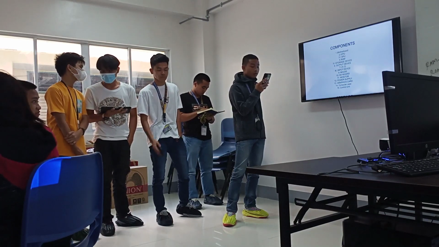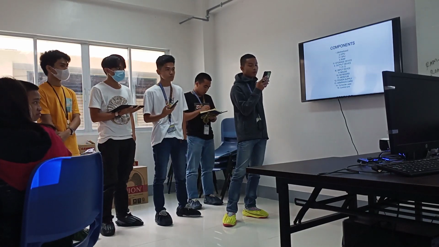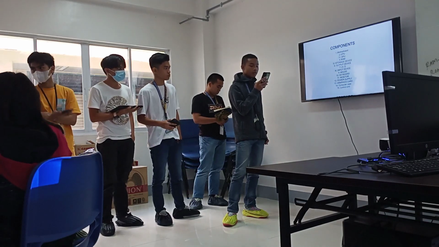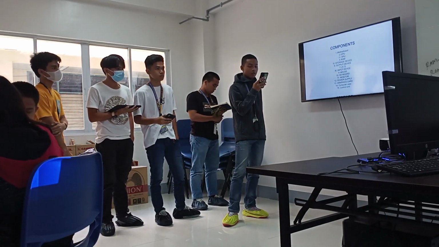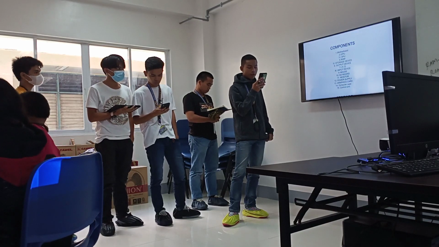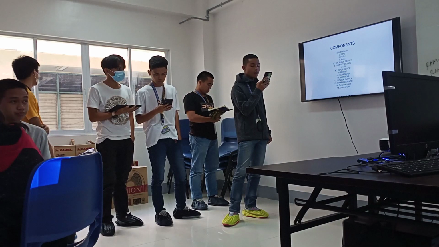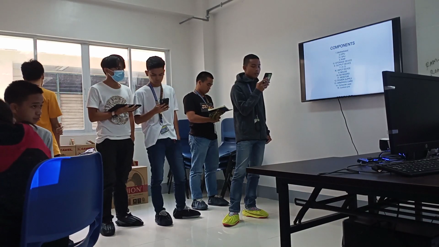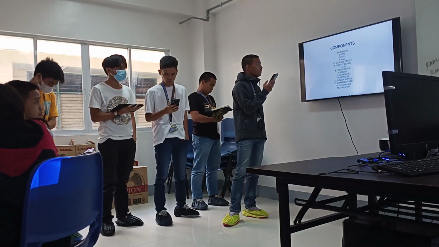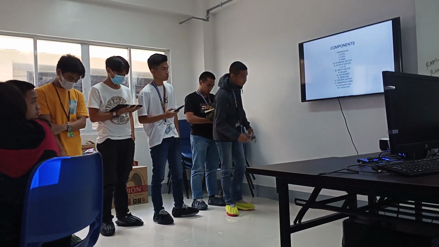Control unit. The control unit is a component of a computer's central processing unit that directs the operation of the processor. The CU typically uses a binary decoder to convert coded instructions into timing and control signals that direct the operation of the other units. Those are some of the components. Thank you.